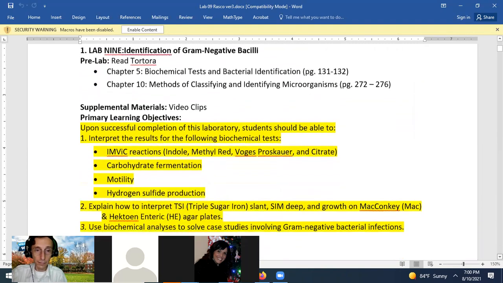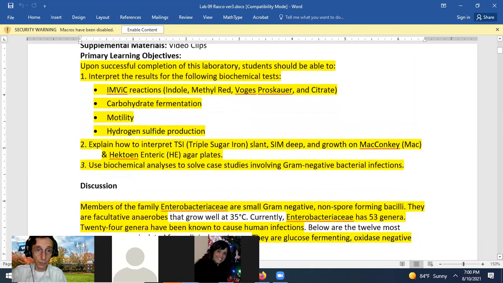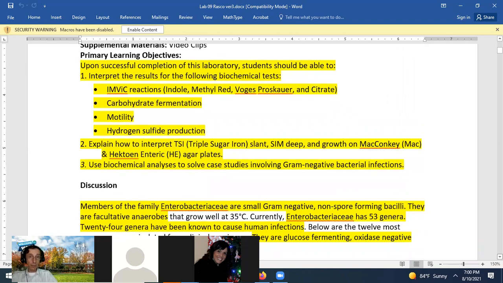Upon successful completion of this lab, students should be able to interpret the results of the following biochemical tests. The IMVIC test, which is an acronym for indole, methyl red, Voges-Proskauer, and citrate. You simply take the first letter of each of these, and then add the I before the C to get IMVIC. So understand these tests and be able to interpret them.